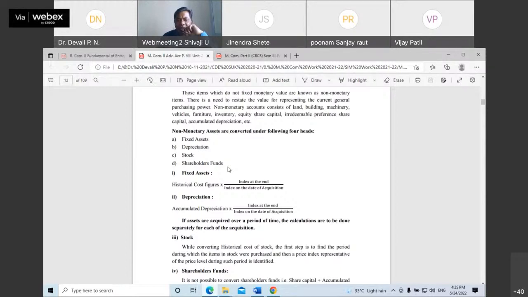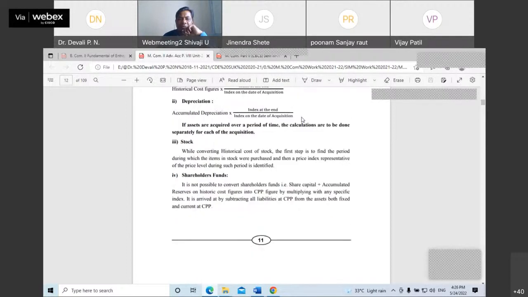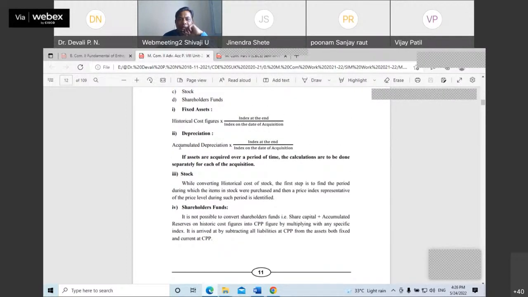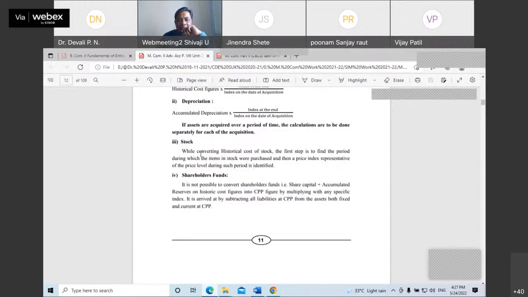In case of depreciation, you are going to get accumulated depreciation. Accumulated depreciation into index at the end upon index on the date of acquisition. It means there is a historical fixed asset, and that is also the same. You have to consider the value of only the accumulated depreciation and multiply with the same ratio. Okay. Now see here, stock is there.